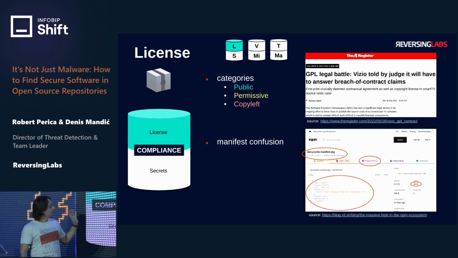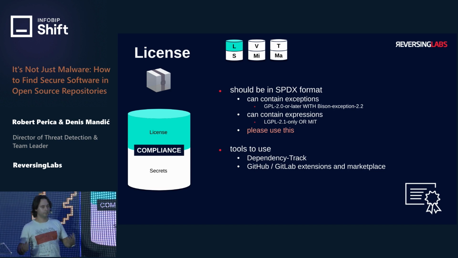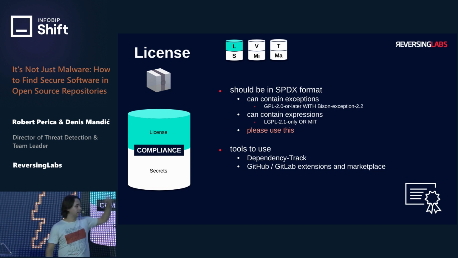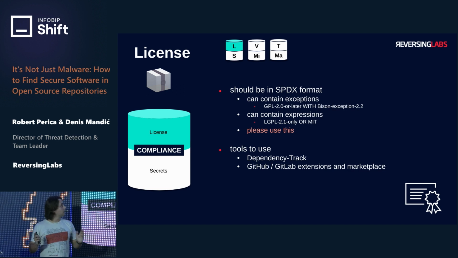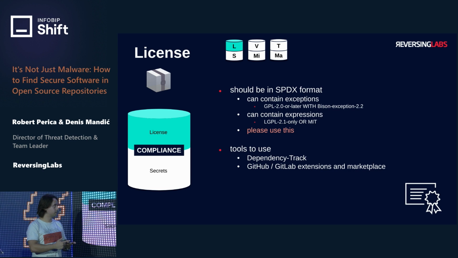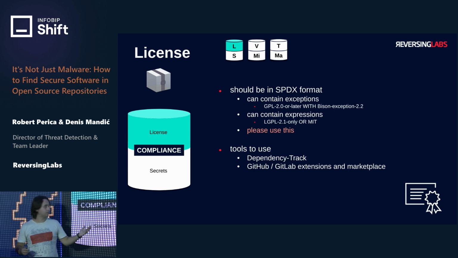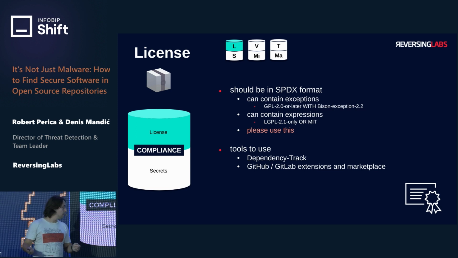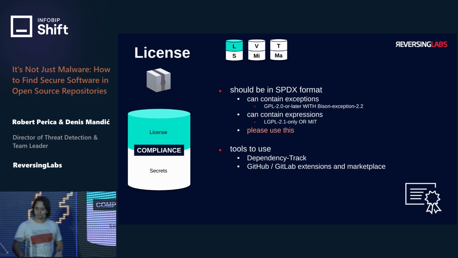So, how do you prevent all this? Are there any tools and standards that can help you with this? Yes, there are. There's the SPDX standard that Robert already mentioned. It contains license identifiers, which can have exceptions and expressions, which means that you can tailor them to your own specific use case. And tools that can help you with this standard are Dependency Track, for example. It's an open source tool. And both GitHub and GitLab have their own extensions, because of course they do.